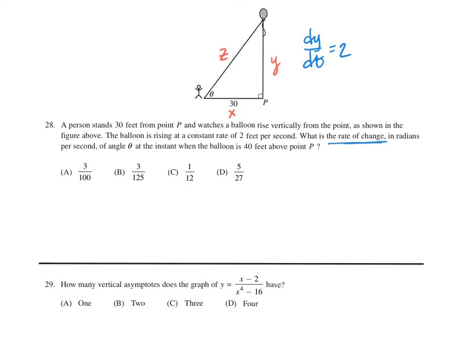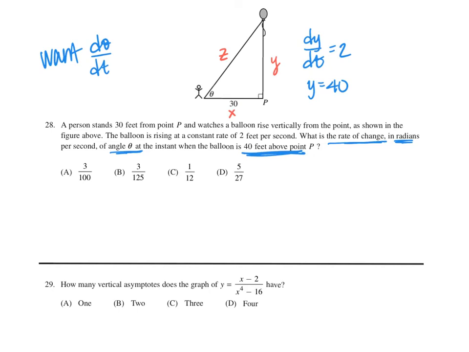What is the rate of change in radians of the angle theta? So they want d theta/dt because they want that rate of change. This is what we're looking for. The instant when the balloon is 40 feet above point P, so that is when y is 40. Okay, so if I'm trying to find d theta/dt, and I know that this side here is 30, constant. This is not changing. This is 30, and this is the adjacent side to theta. And I know at this point in time that they're asking about, my y is 40. So with relation to theta, that's opposite.